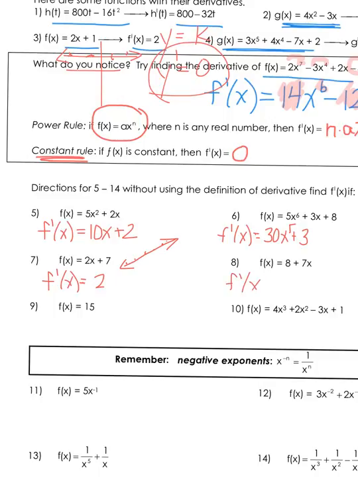8, the derivative of this plain old 8 is 0, and the derivative of 7x is 7. 9, this is a constant, so the derivative is 0. Okay, try 10. Pause the video for a second, try 10, and then come back and see if it's the same.